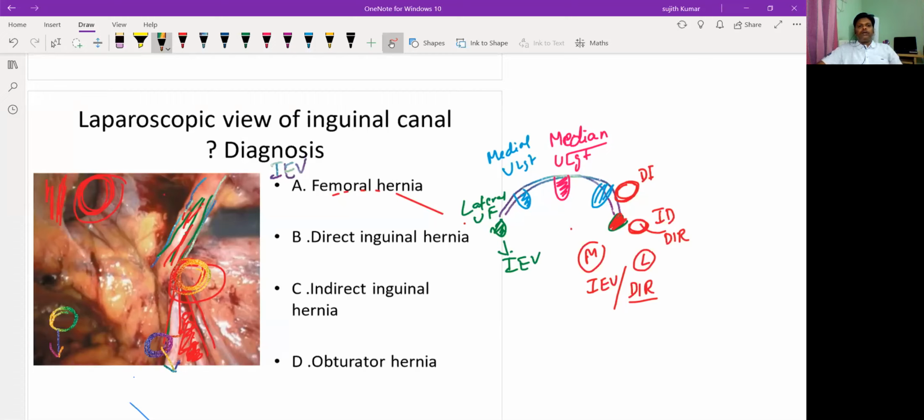You have to identify it. So the answer for this question is direct inguinal hernia, because it is present in between the medial umbilical ligament and the lateral umbilical fold. That is the answer for this question.